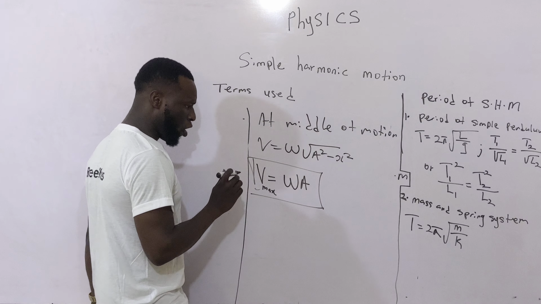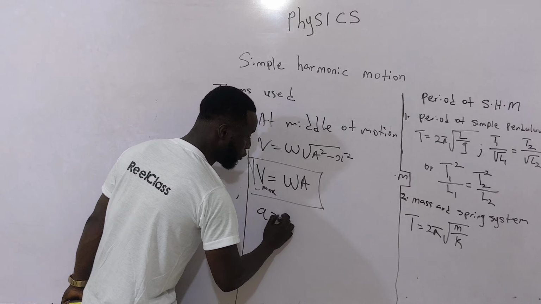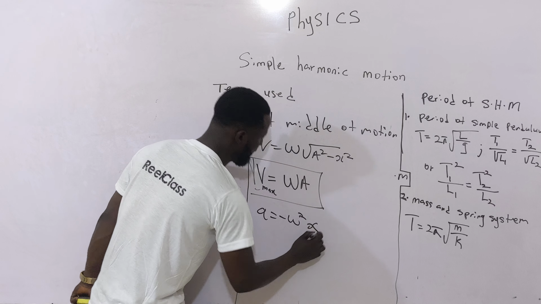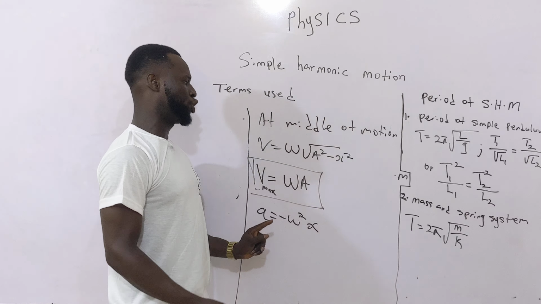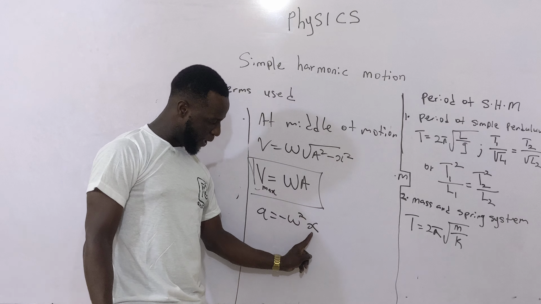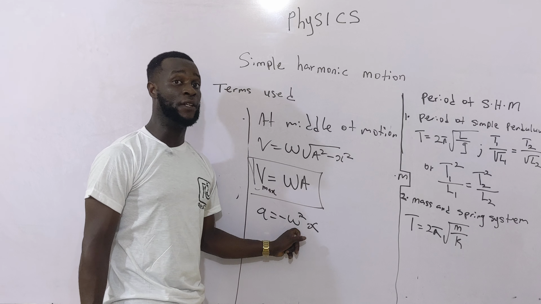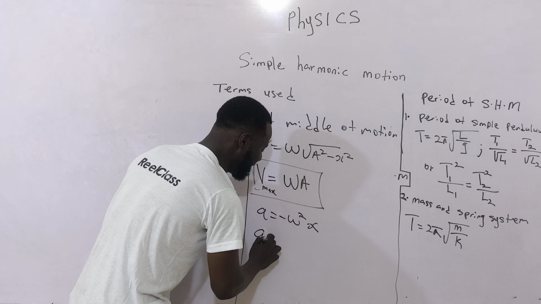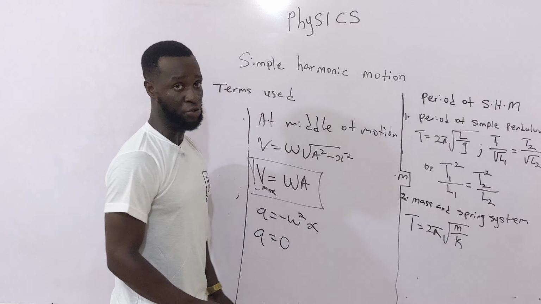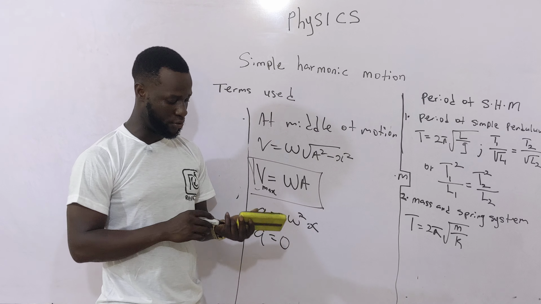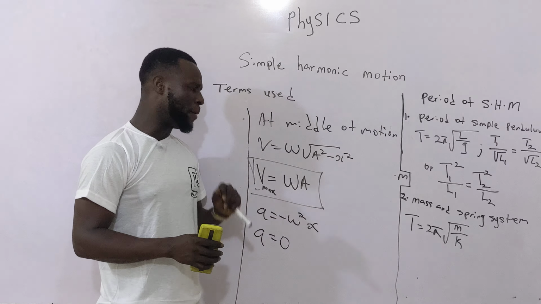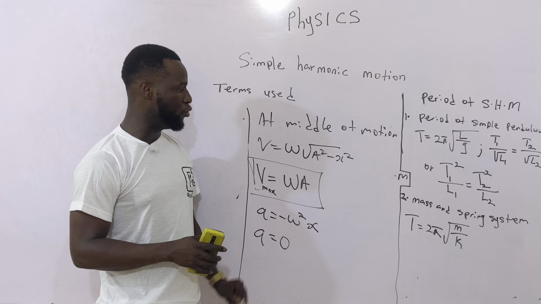But recall that a is equal to minus w squared x. If we are saying that at the middle of motion, x is equal to 0, if I put x here, it means that I'm having 0 here, and 0 times anything is 0, which means that at the middle of motion, acceleration is equal to 0, there is no acceleration. Take note of that. What about at the end of motion?